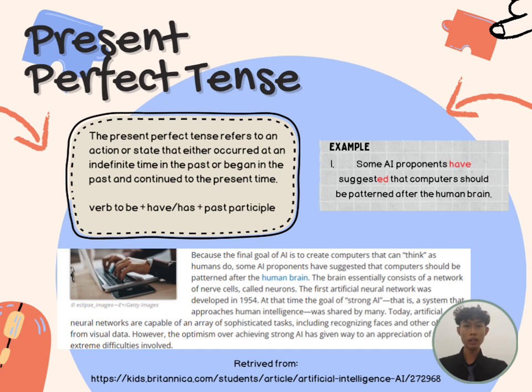For example, in the sentence, some AI proponents have suggested that computers should be patterned after the human brain. The verb phrase have suggested is in the present perfect tense. This shows that the suggestion happened at some point in the past but may still be relevant today.